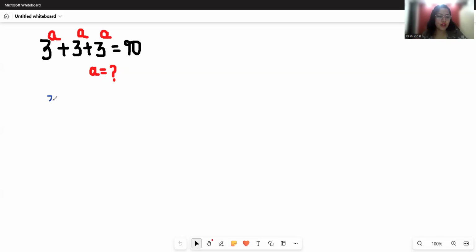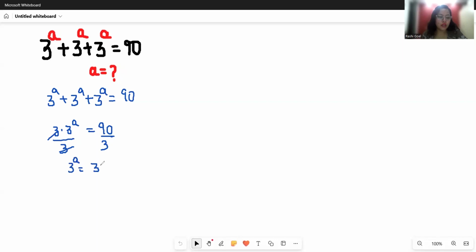So 3^a + 3^a + 3^a = 90. So we can write this as 3 times 3^a = 90. Now if I divide both sides by 3, so 3^a = 30.